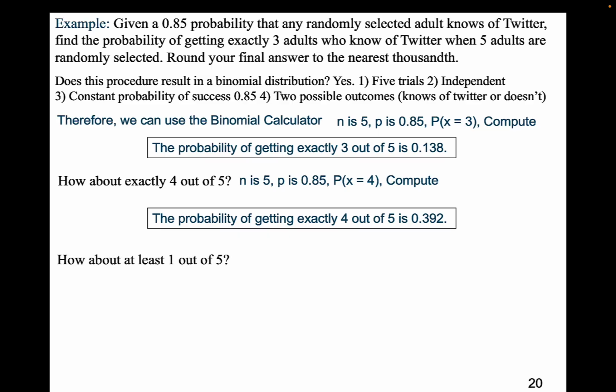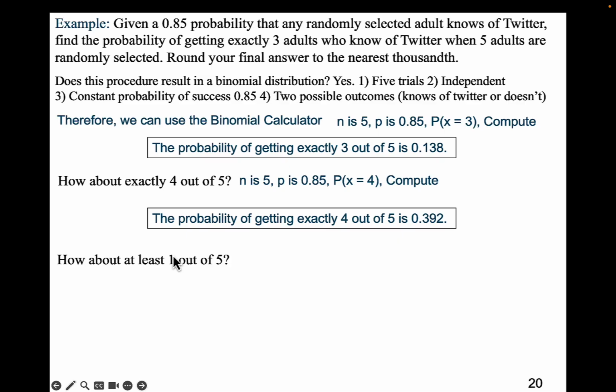How about at least 1 out of 5? What would the probability be of selecting 5 adults and having at least one of them know of Twitter? Okay, the first 2 tasks were exactly 3, exactly 4, and this is changed now. It's not exactly 1. So we're going to have to use an inequality to represent at least 1.